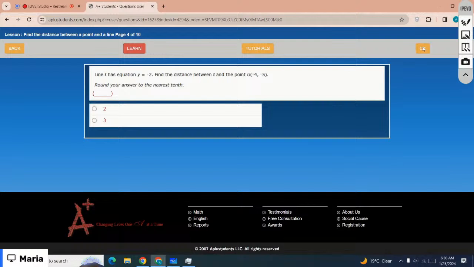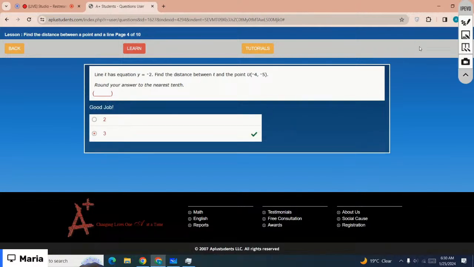Yes, the correct option is 3. The distance between the line and the point is 3. Okay, you can complete the lesson by yourself later today. Let me just move on to the next lesson.